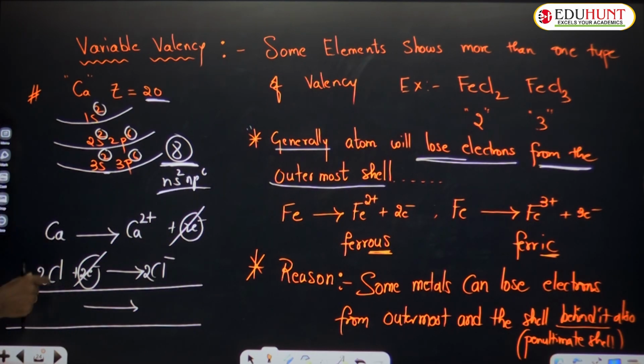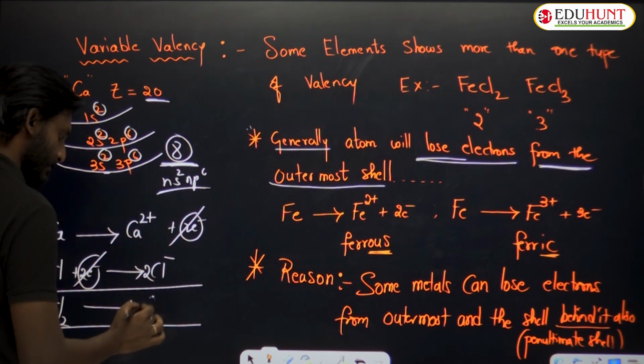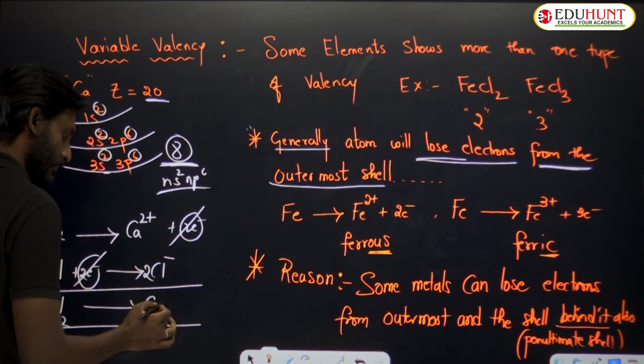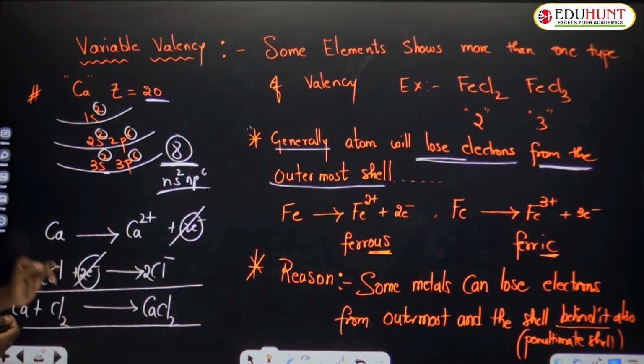Now, Ca plus 2Cl. Ca plus 2Cl, I am writing as Cl2. Actually it exists like that. And CaCl2. Ca2+ Cl2, CaCl2. This is how the compound is formed generally.